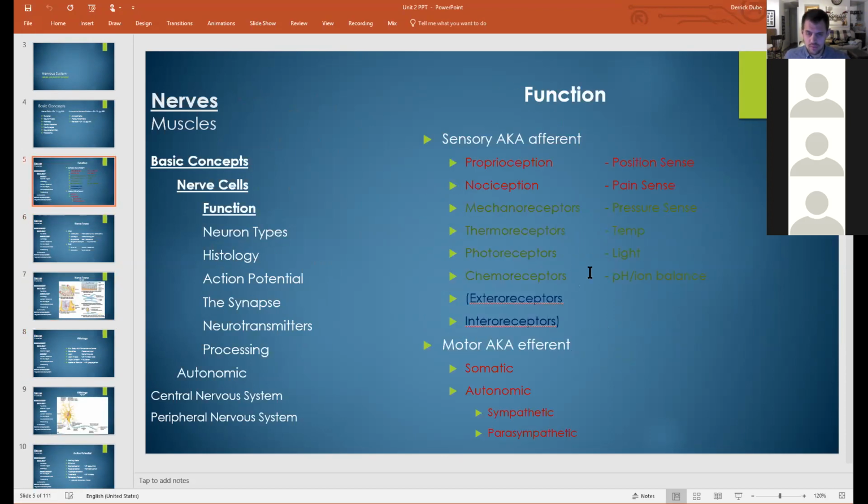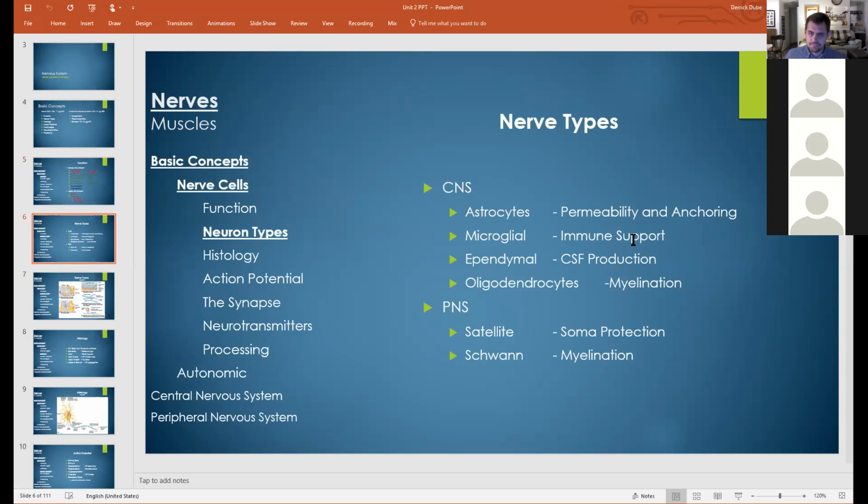Oh, that went a lot quicker. So then down here, you've got your motor nerves. You have somatic, that's nerves under your conscious control, and your autonomic, which is your subconscious. We'll talk about that when we get to the autonomic. Be aware of the different nerve types and be able to identify those. Pretty clear cut here.